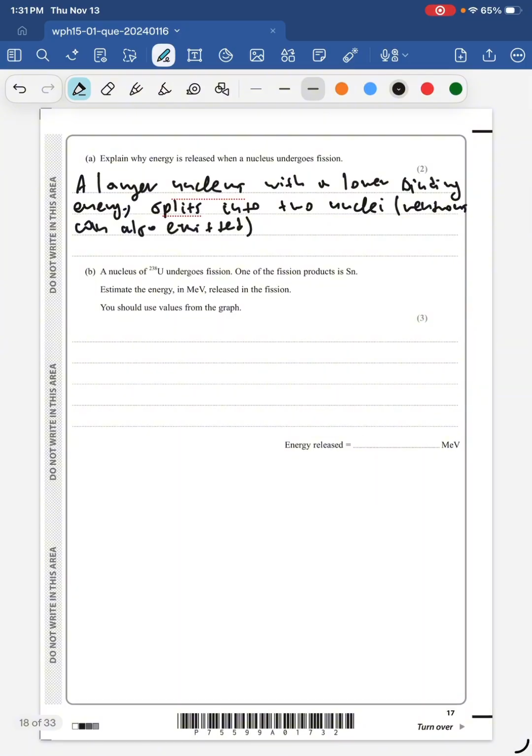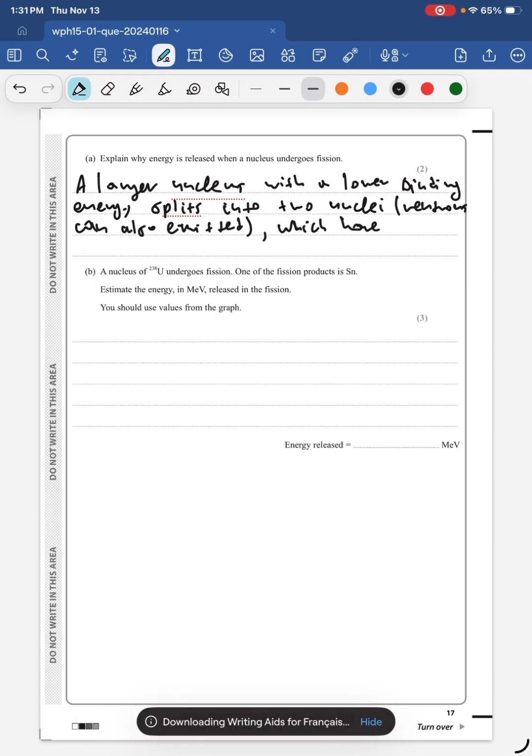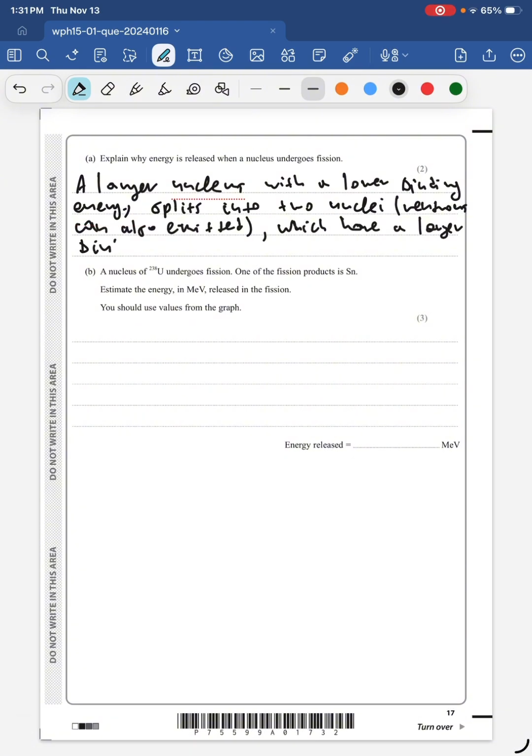So it splits into two nuclei which have a larger binding energy, thus energy is released. And that's the answer.